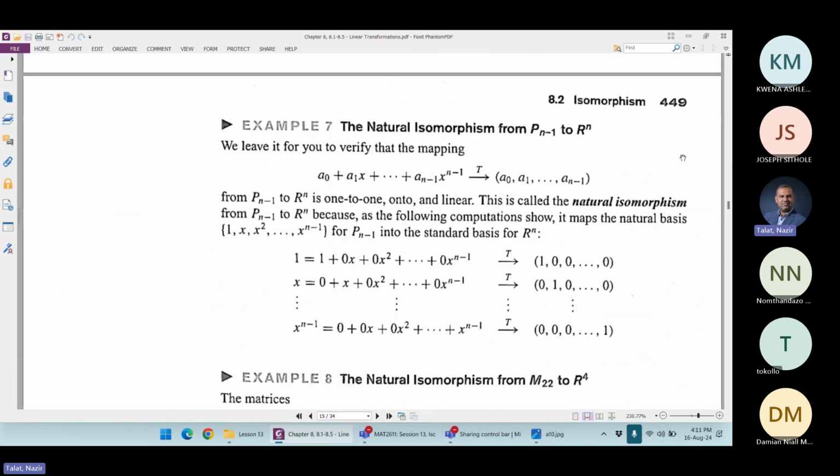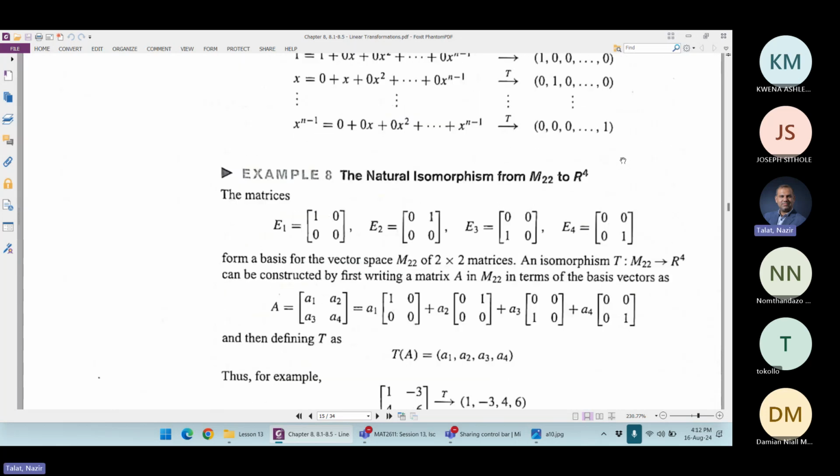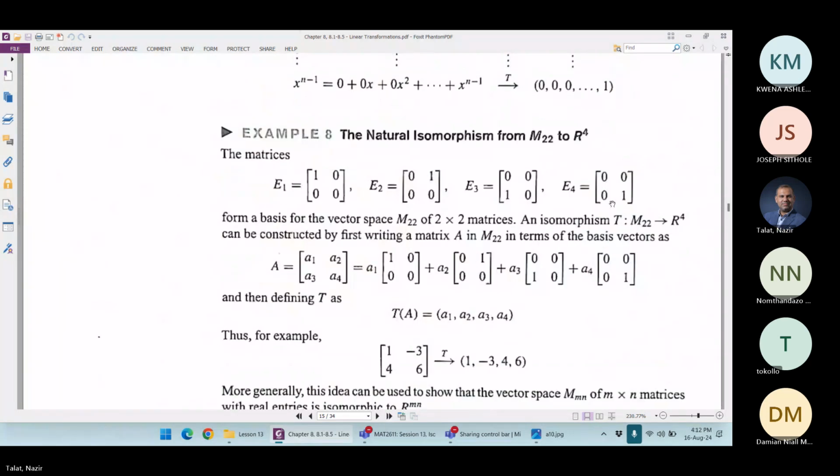Furthermore, this is the natural isomorphism from Pn minus 1 to Rn. The dimension of Pn minus 1 is n, and the dimension of Rn is also n. It means we can find a linear transformation which is 1-1 and onto. Hence, we conclude that both spaces are isomorphic to each other. There is also the natural isomorphism between M22, because the dimension of M2 cross 2 is 4 and the dimension of R4 is also 4.